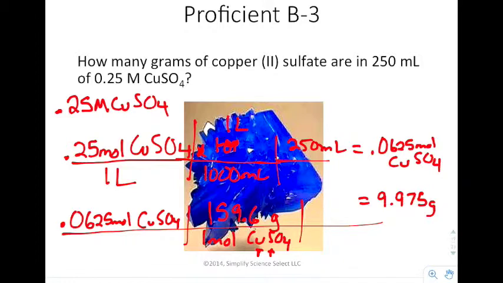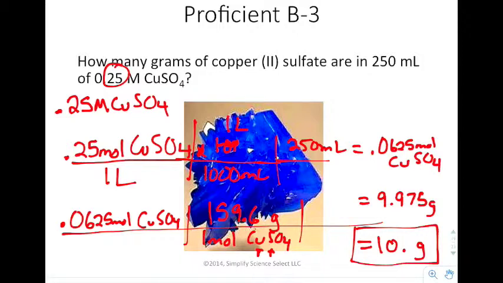The most number of significant figures I have is 2, so I need to round it where there's 2 significant figures, and that would be 10 grams. Okay, so you would need to add 10 grams of copper sulfate to 250 mL of water to meet this concentration.